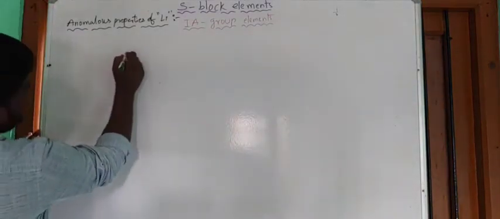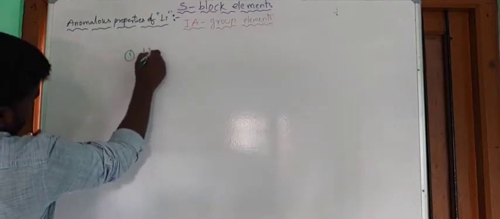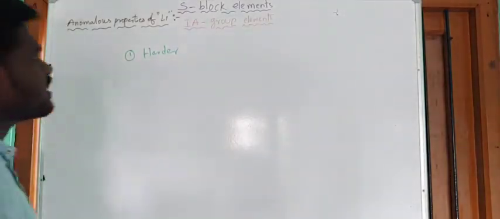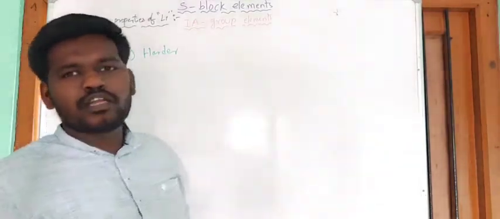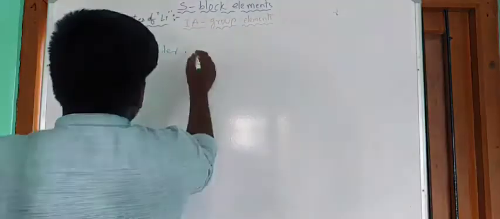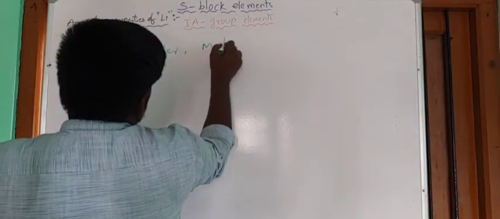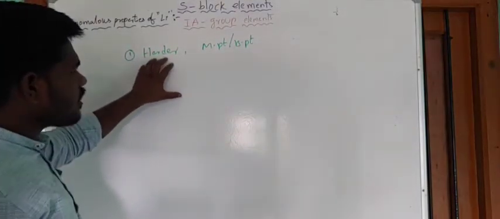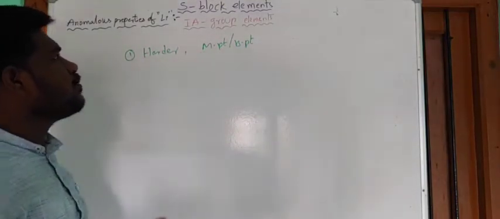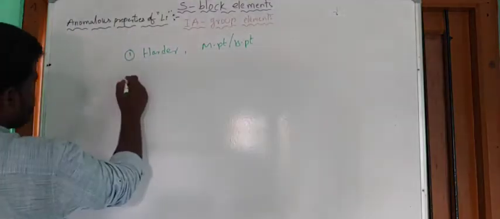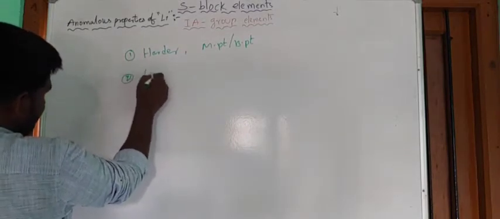First one, guys: lithium is a much harder metal compared with the other metals, sodium, potassium, rubidium and cesium. And next one, it has higher melting and boiling points than other metals of the first A group. This one is much harder and has higher melting and boiling points than other elements present in the first A group.